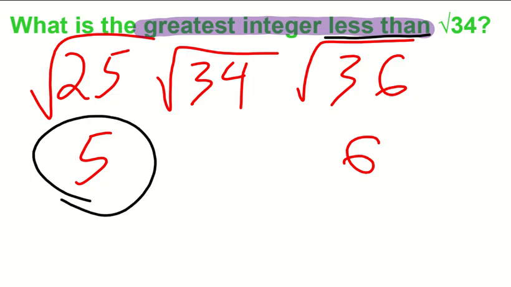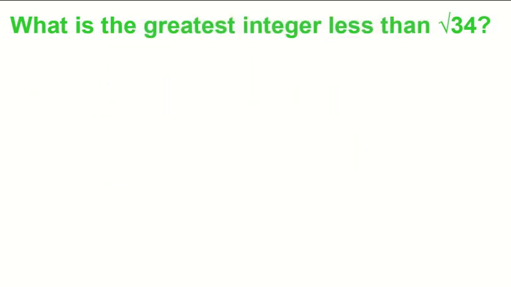5. So the answer would be 5. The reason it's phrased that way is it says the greatest integer less than. Because is 4 less than the square root of 34? Yeah. But by saying the greatest integer less than, that's how it specifies that it's looking for 5 and not 4 or 3 or something like that. Everybody kind of follow? But that's always what they're looking for first, is the ones that's in between.